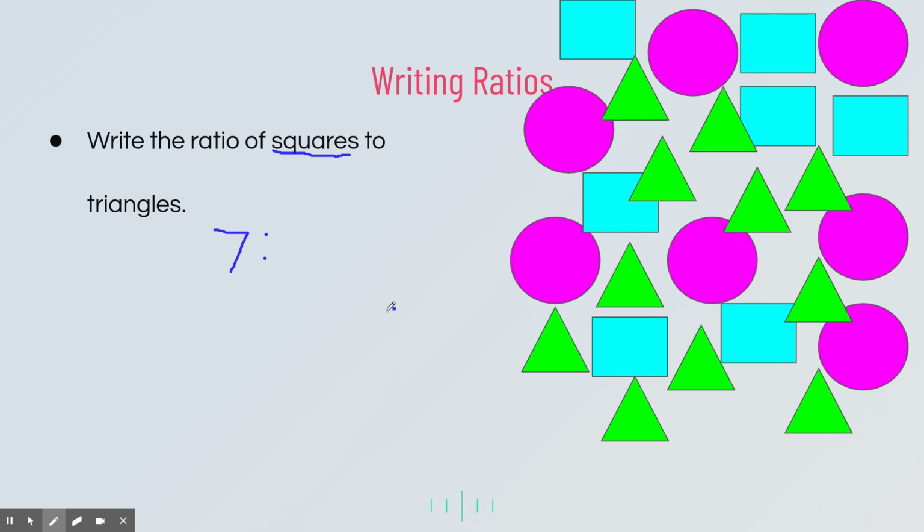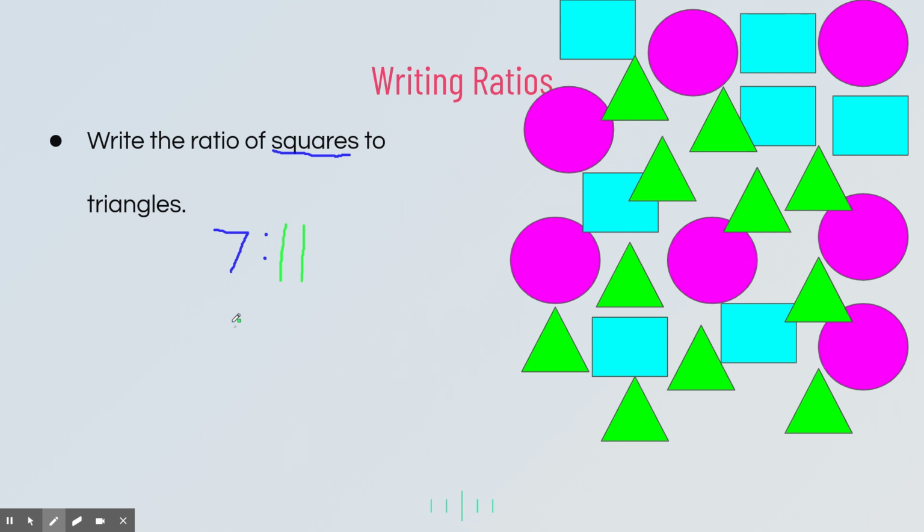And then our triangles are in green, so I'm going to write in green. And how many triangles do we have? 1, 2, 3, 4, 5, 6, 7, 8, 9, 10, 11. So we have 7 to 11. And that is our ratio.